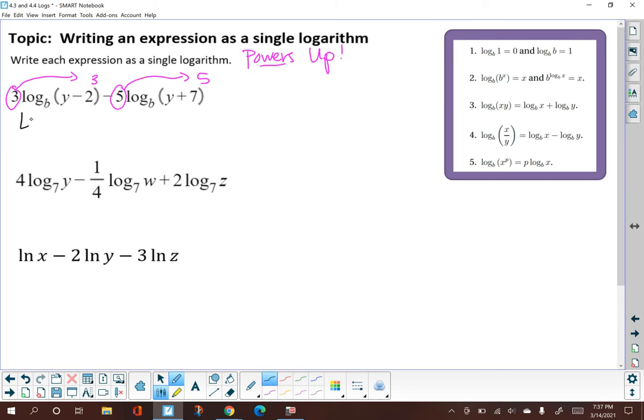And so what I have now is log base b of y minus 2 to the third power minus log base b of y plus 7 to the fifth power. You don't need to multiply those powers out or anything. Obviously, we would not like to do that for a fifth power. And now we have a log subtract another log, so we're going to condense that to be the log of the quotient. So there's just one log here. It's the log of the first over the second, so it's just a single log.